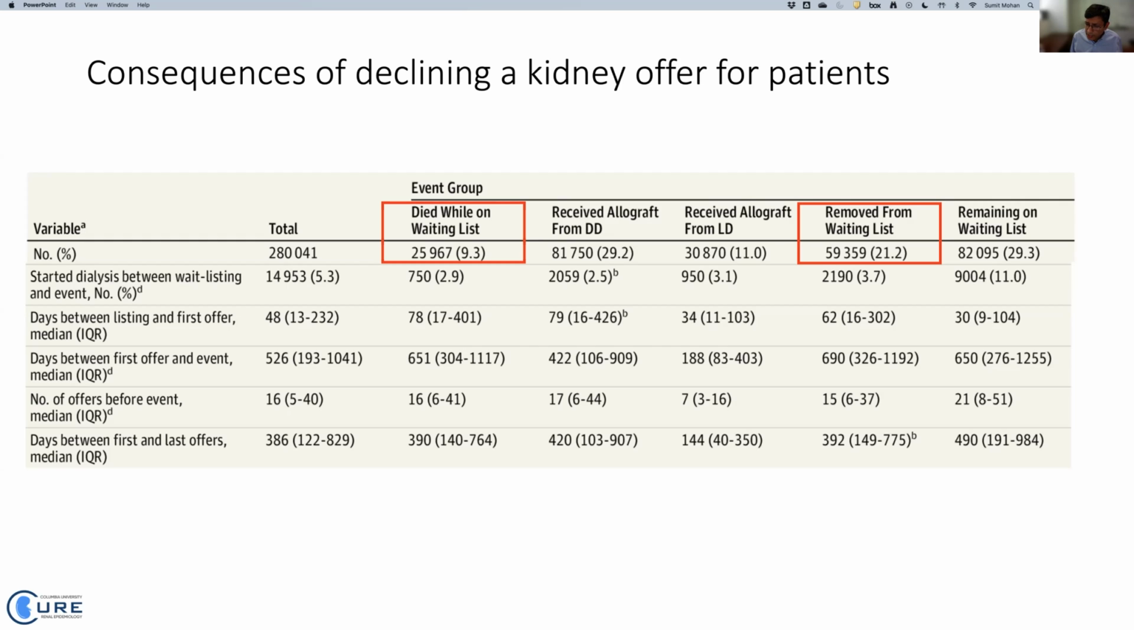Another 20% ended up being removed from the wait list because they were now too sick to be transplanted. So a full third of patients who had the opportunity to get a transplant never had that happen. 10%, of course, went on to get a living donor transplant, and about a third did get a kidney from a different donor, and another third is still waiting on the wait list without a transplant.